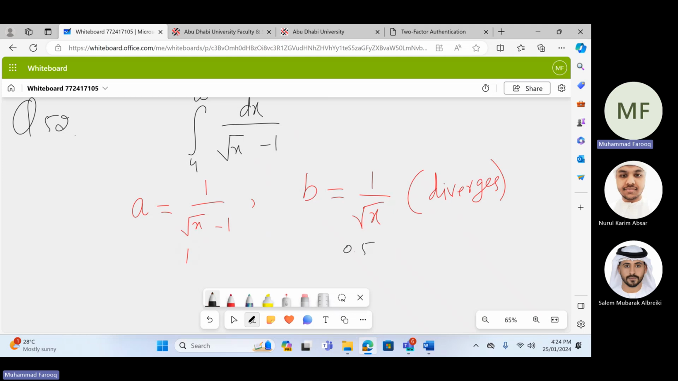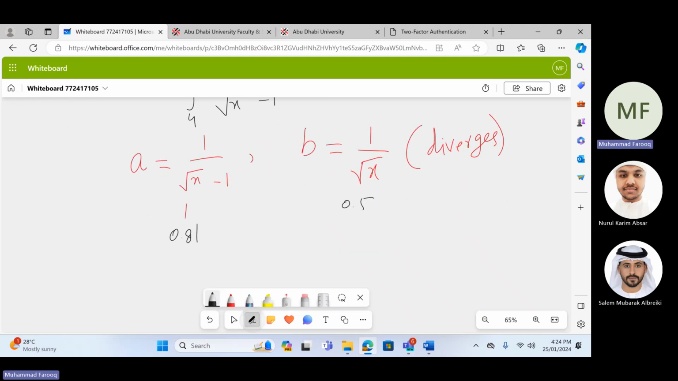Now put 5, the second value. 5 gives 0.81. And here you put 5 gives 0.45. Take one more value. Put 6 here, 0.689. And you put 6 here, 0.41. Okay, who is big and who is small? A is bigger.